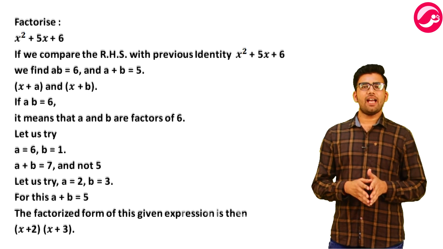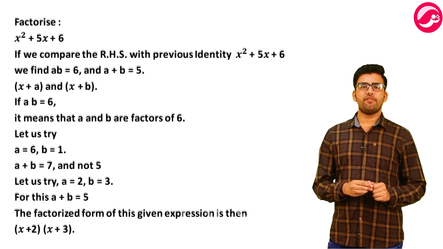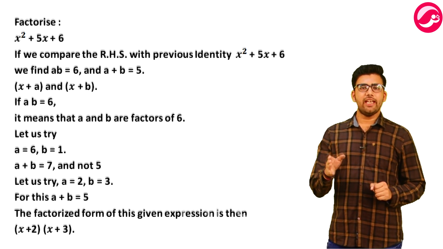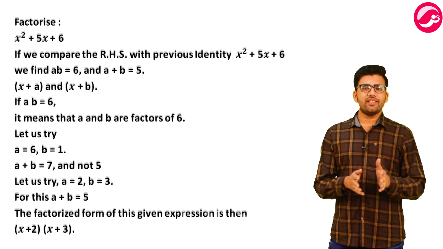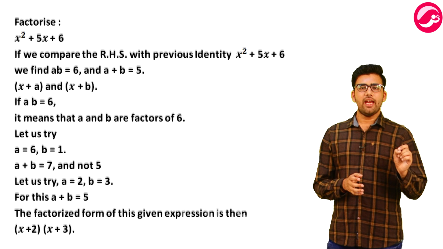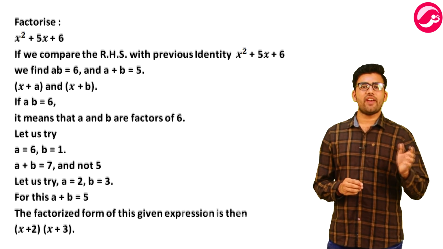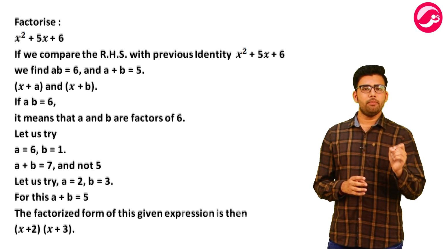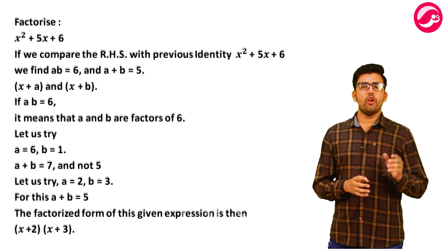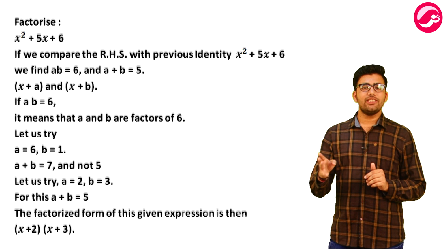Factorize x square plus 5x plus 6. If we compare the RHS with the previous identity, x square plus 5x plus 6, we can find ab is equal to 6 and a plus b is equal to 5. For this we must obtain a and b. The factors then will be x plus a and x plus b. If ab is equal to 6, it means that a and b are the factors of 6. Let us try a is equal to 6 and b is equal to 1. For these values a plus b is equal to 7 and not 5. So the choice is not right.